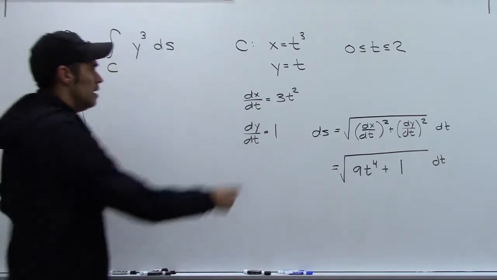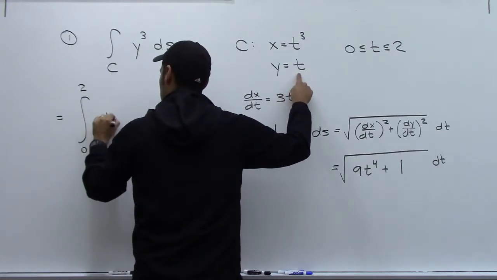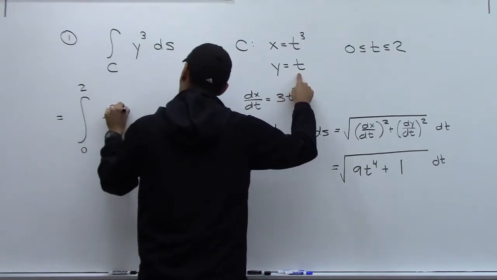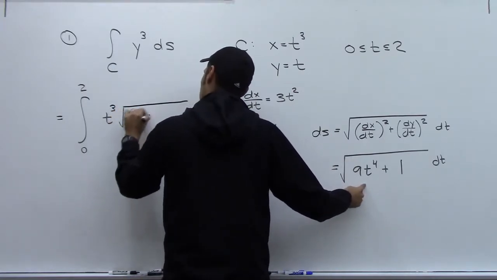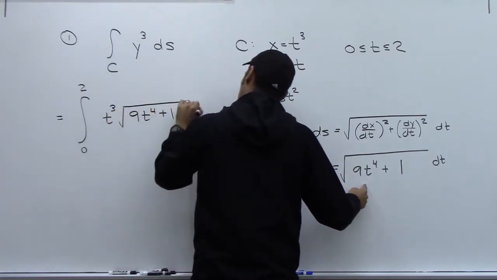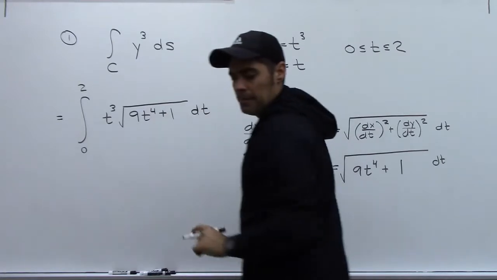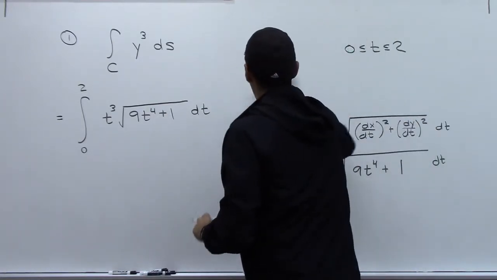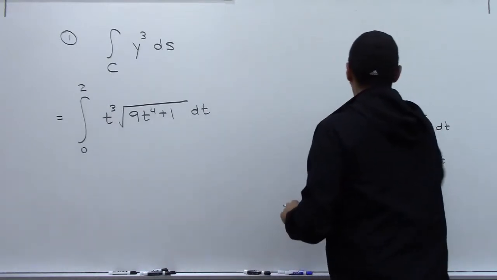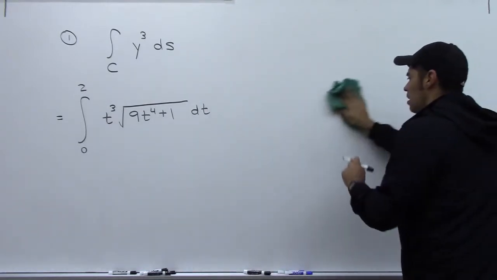Y cubed, again, I said that would be t cubed. Then ds, which is the square root of 9t to the 4th plus 1 dt. And we just need to evaluate this integral now. And we notice that we can do this with just a basic u substitution.